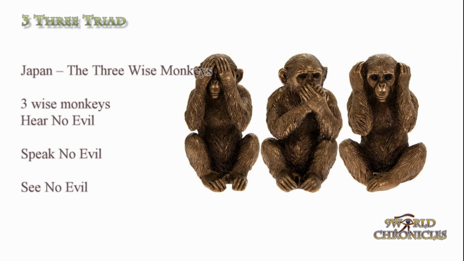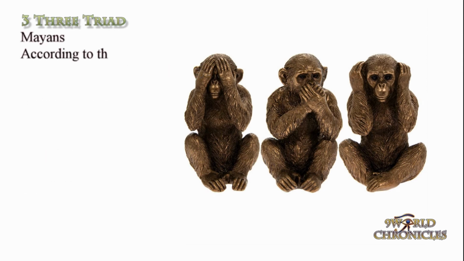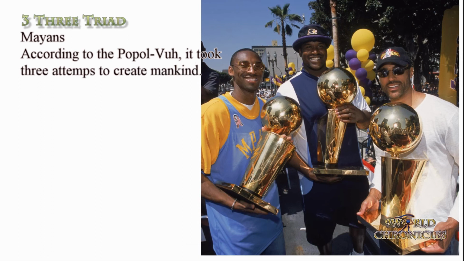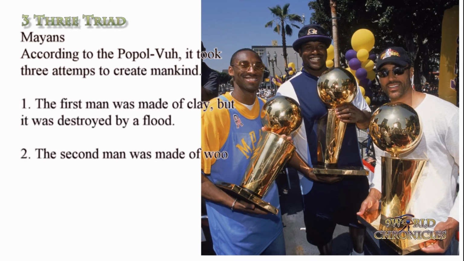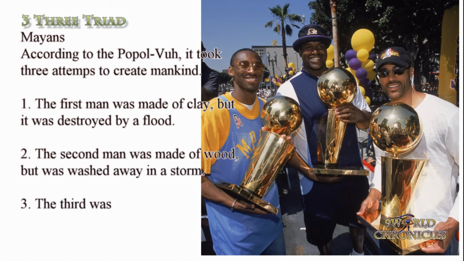In the beliefs of the Mayans, it is said that it took 3 attempts to create mankind, the first being of clay, the second man being of wood, the third being created from maize.